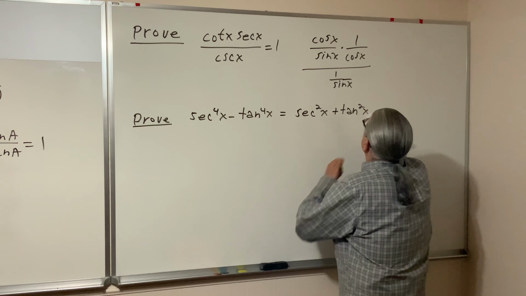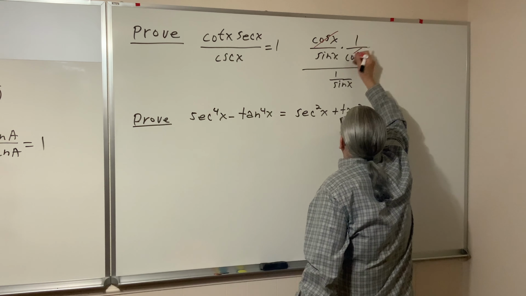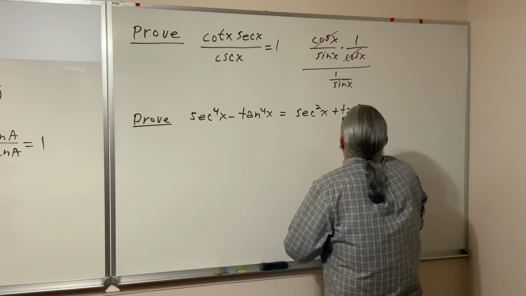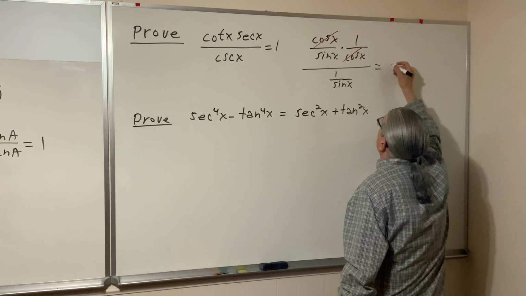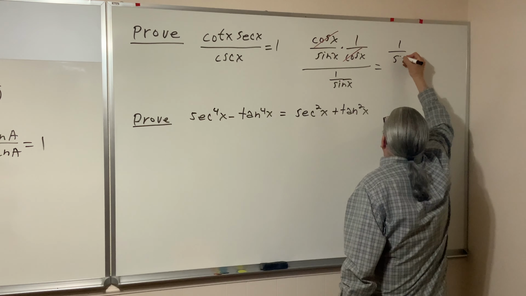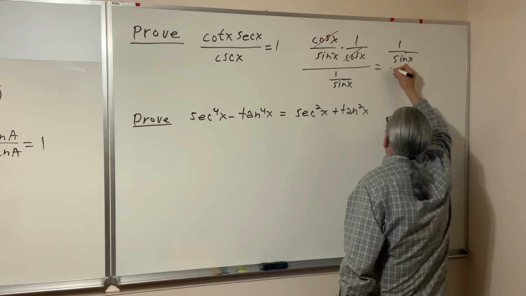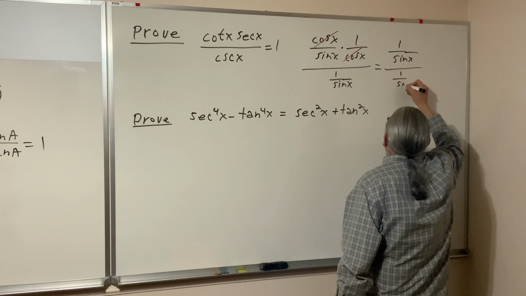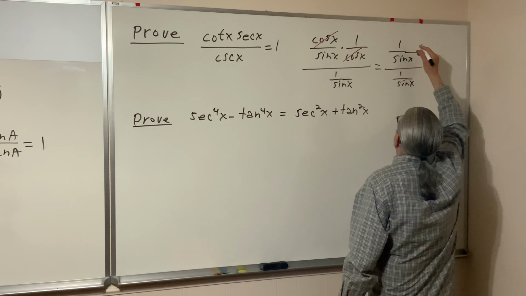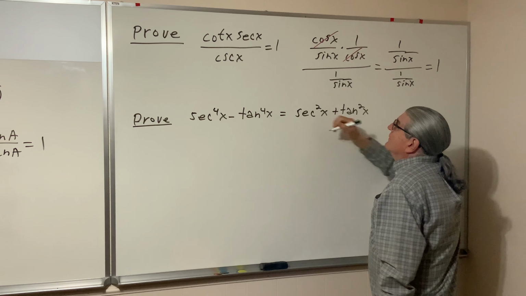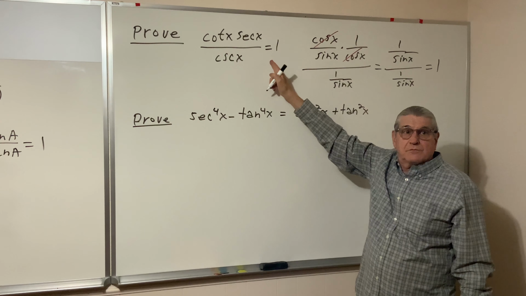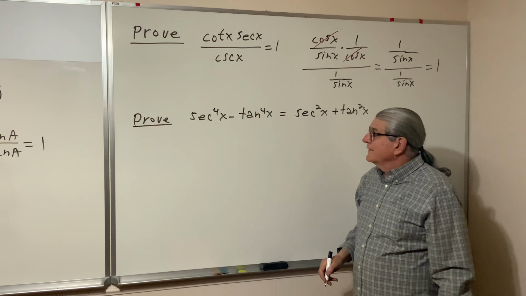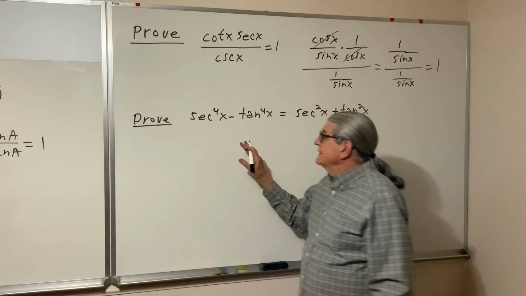Look at how nice this is. This on top cancels with this. We have 1 over the sine x divided by 1 over the sine x. And when you divide the same on top and bottom, you get 1. So we just proved this is true, that this equals 1. Okay, let's look at this second one here.